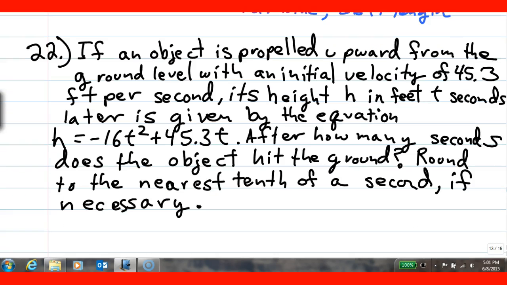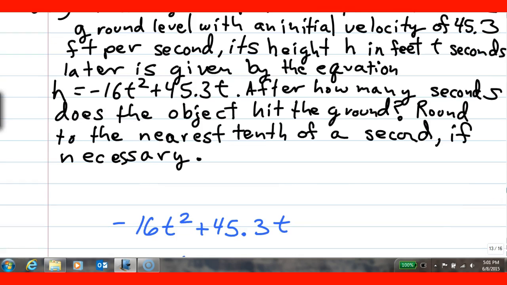Let's look at question number 22. If an object is propelled upward from the ground level with an initial velocity of 45.3 feet per second, its height, h, in feet, and t seconds later is given by the equation h equals negative 16t squared plus 45.3t. After how many seconds does the object hit the ground? Round to the nearest tenth of a second if necessary.